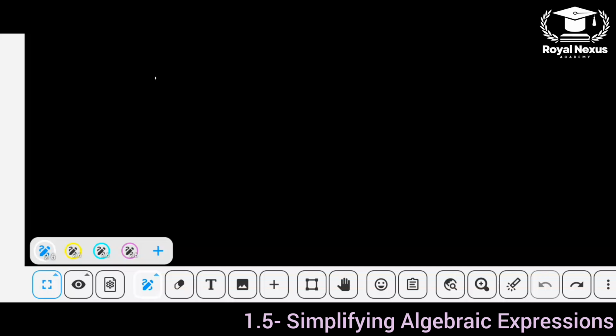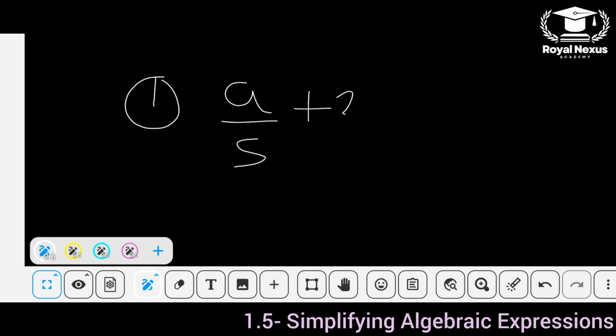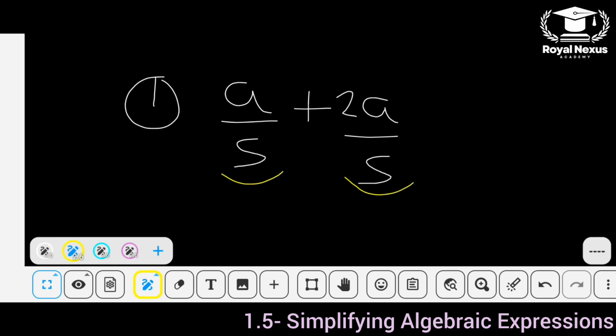So starting with the first question, that is a upon 5 plus 2a upon 5. Here there are two algebraic fractions that we need to simplify. In order to simplify these algebraic fractions, first you need to see whether the denominator is same or different. Here in this case the denominator is same, it's just 5 and 5. So we don't need to make the denominator same, we just need to add up the numerators.